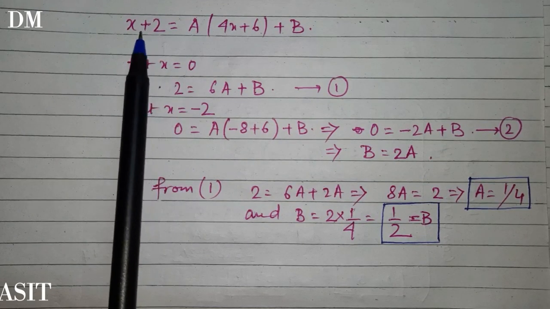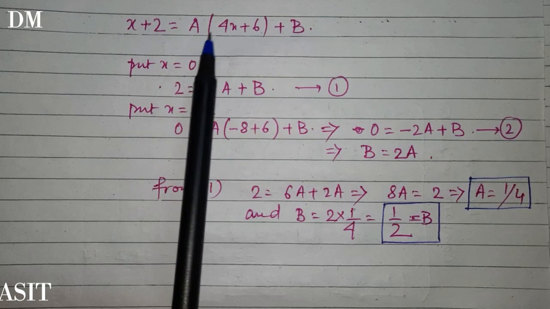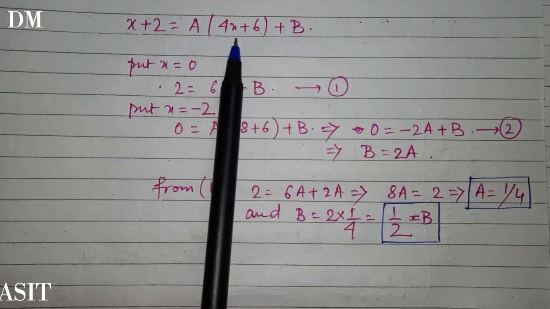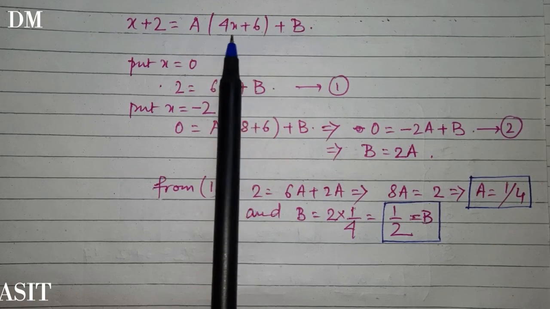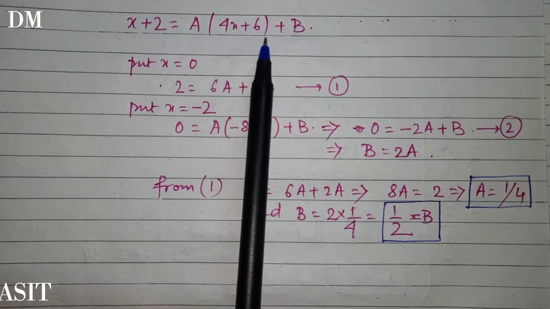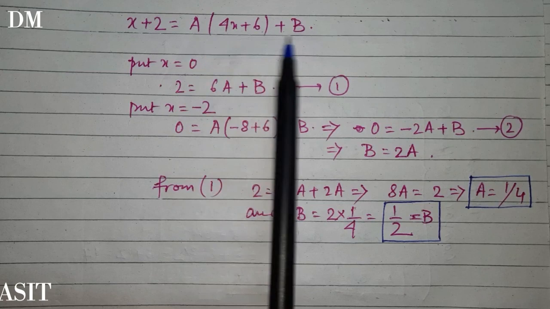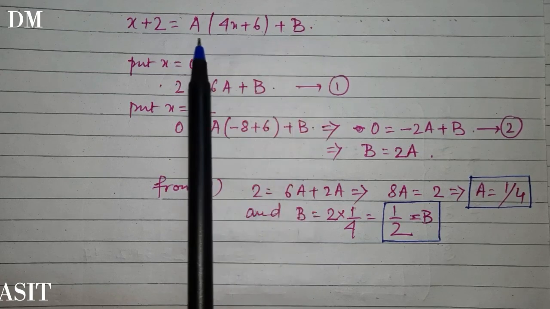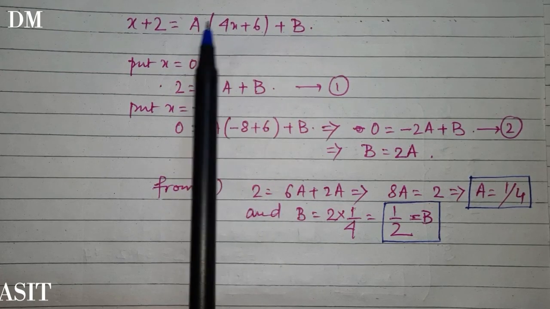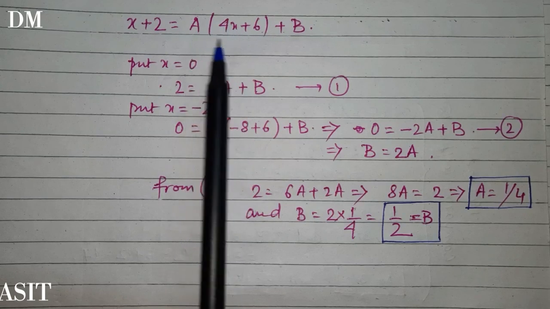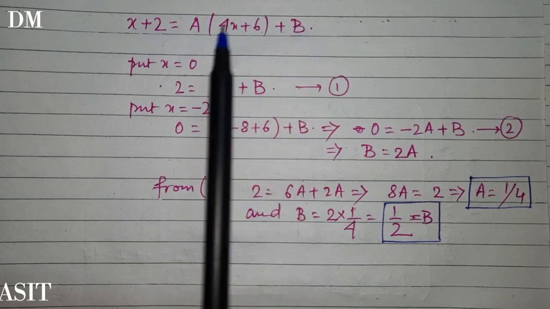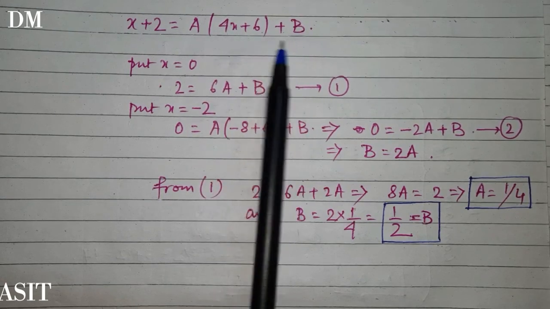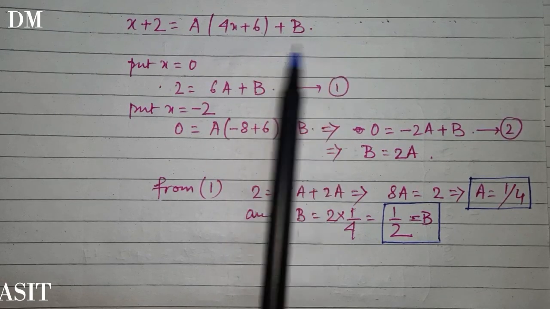So here what is this? x plus 2 equals a into the differentiation of the quadratic expression plus b. So I have just written the differentiation of the quadratic expression here directly. Up to that, no problem. The problem occurs here. First you have to write it in the proper way, that is px plus q. Then you have to compare. Now no need to apply this kind of hassle.